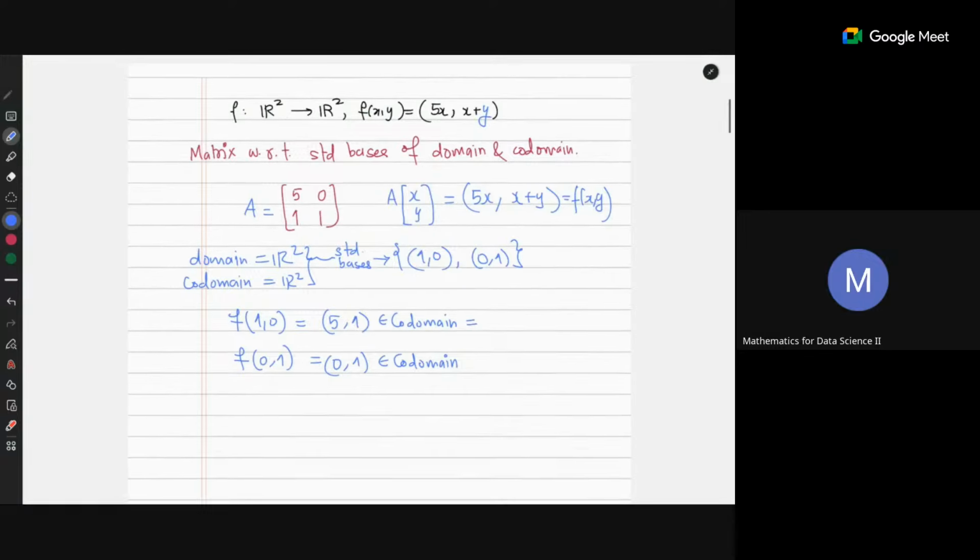So how do we express that? It is a times 1, 0 plus b times 0, 1. Can anyone tell me what is a and b? So 5 and 1. Right. It is just 5 and 1. Simple. Now similarly for 0, 1, if I want to express it in terms of 1, 0 and 0, 1, I will get 0 times 1, 0 and 1 times 0, 1. Right?